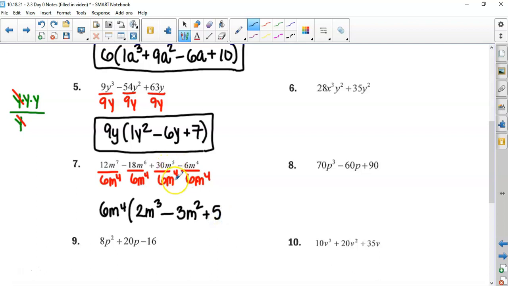You had 5 m's, factored out 4, 1 remains. Negative 6 divided by 6, negative 1. You had 4 m's here, m to the 4th. You factored out all 4 of them. None remain, so just minus 1 is right there.